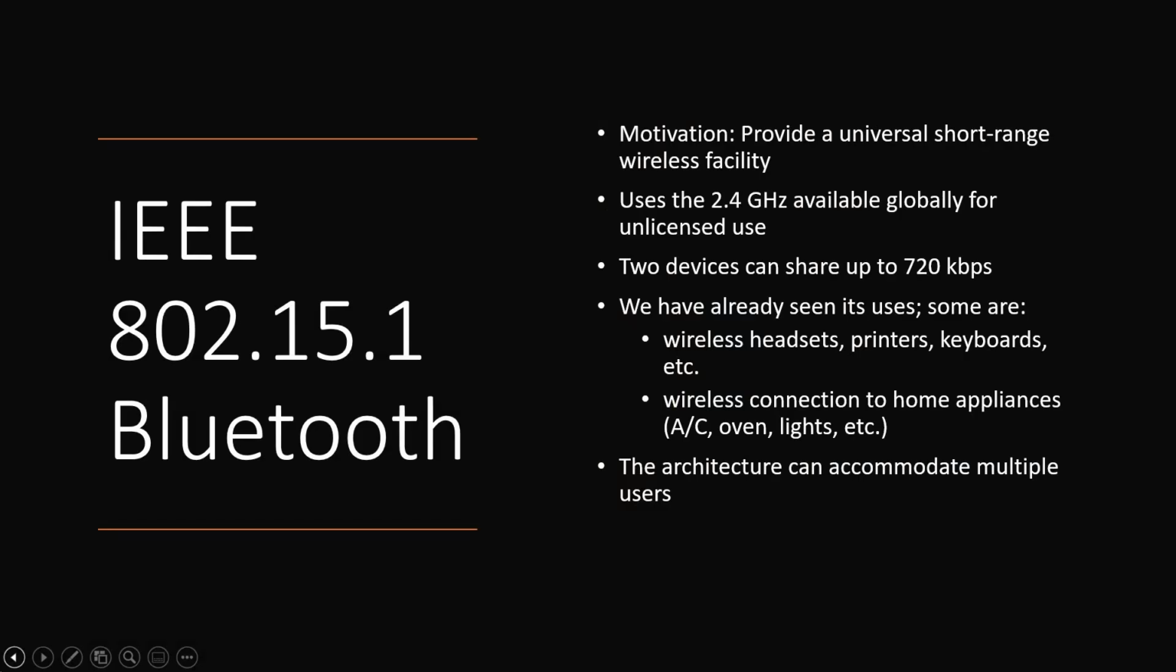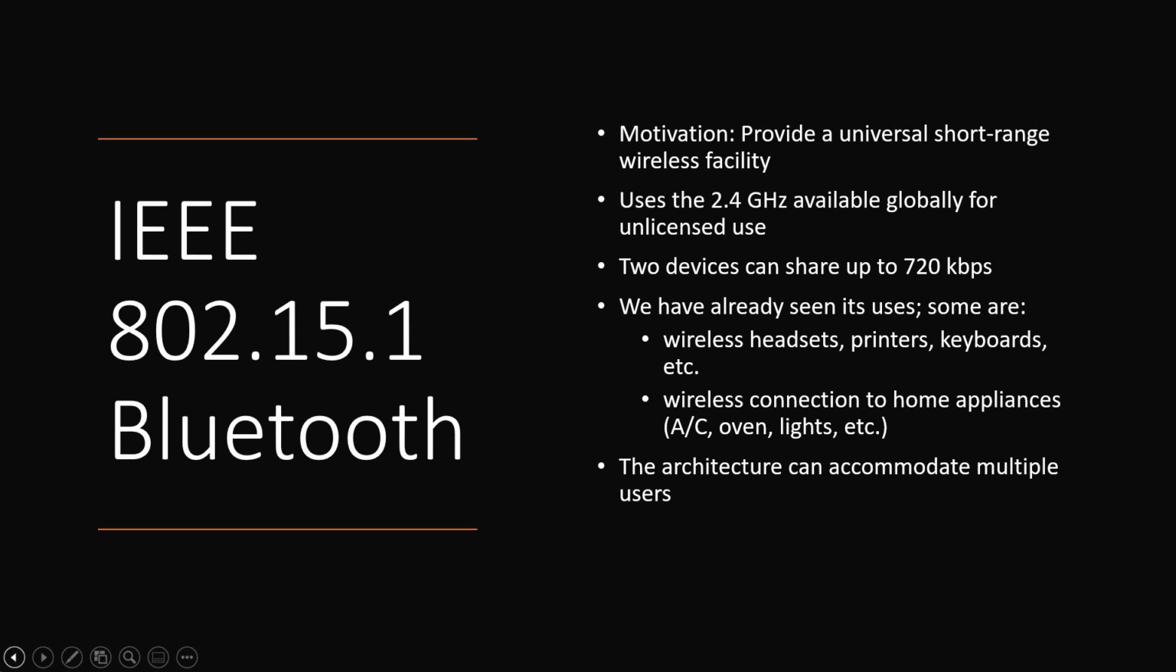So the protocol for Bluetooth, as we've already seen in the previous lecture, is IEEE 802.15.1. The motivation for creating this standard is to provide a universal short-range wireless facility which will allow several users to connect within close proximity with each other and to share a specific amount of data. This uses the same 2.4 gigahertz bandwidth which is available globally for unlicensed use. This is the bandwidth which is used by wireless LAN as well as Bluetooth.